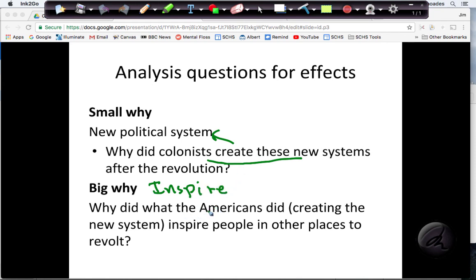And why is it that what the Americans did inspired people in other places? And I might want to think about what's going on in those places. What's happening in France that is similar to what happened in the US. And if I do this, I can even be kind of connecting it back to my causes, because if there's going to be inspiration happening, I think that there needs to be something in common. The French issues with their government have to be somewhat similar to what issues the Americans had with their government. And those questions taken together are going to round out this paragraph and the whole essay about the causes and effects of the American Revolution.